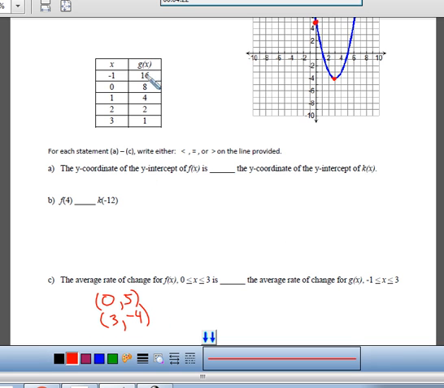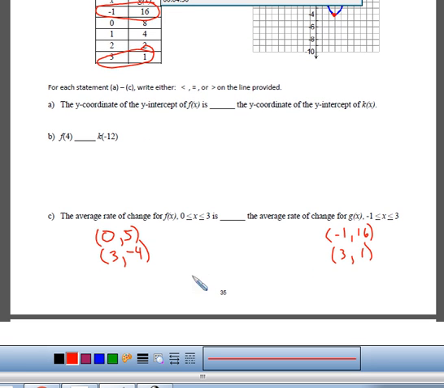When I look at the table, g of x, so going from negative 1 to 3, here's the point for x equals negative 1, and here's the point for x equals 3. So I'm going from negative 1, 16 to 3, 1. So you should see where I got those 4 points from, the 2 for f of x and the 2 for g of x. Now I'm going to move this up a little bit so we've got some space to work. Remember, to find average rate of change, you're finding delta y over delta x. Change in y over change in x.